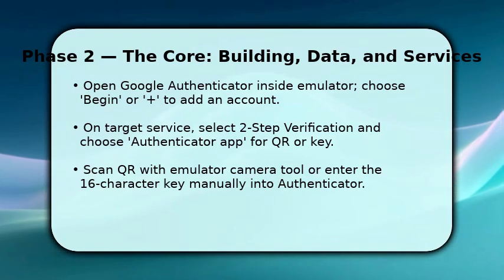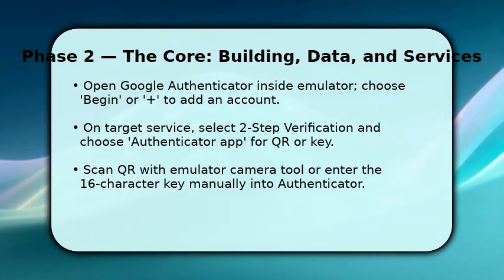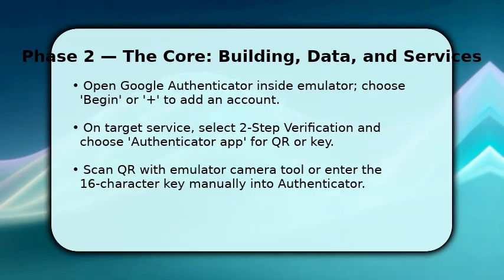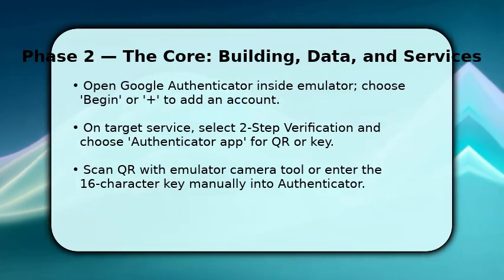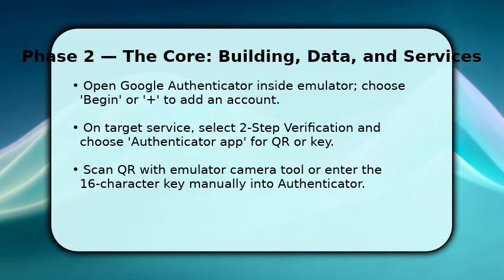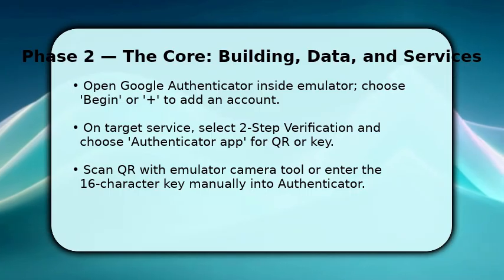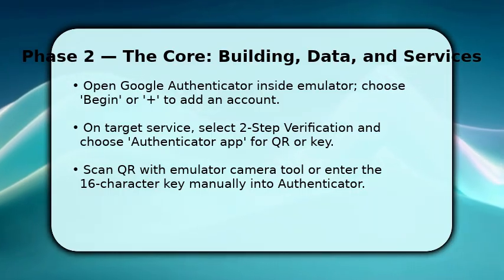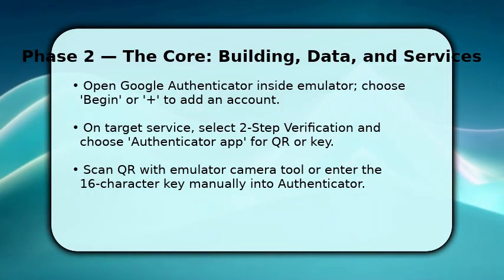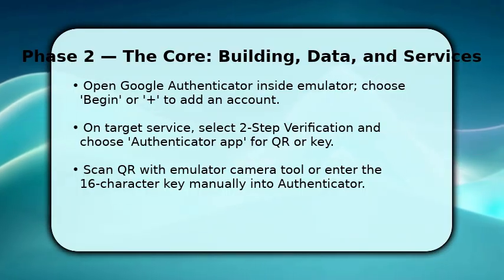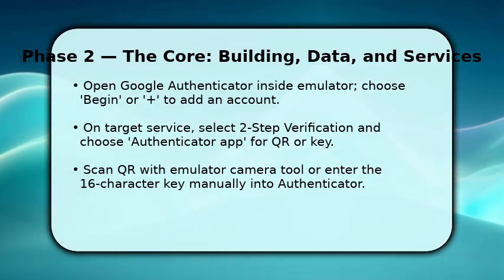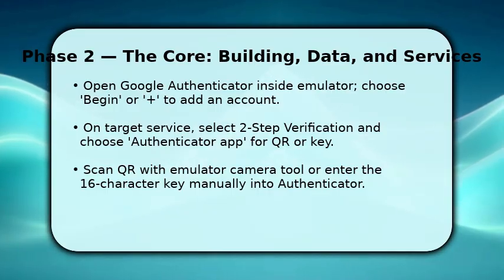Now you add accounts inside the Authenticator. Open the app in the emulator and tap the plus sign to add a new entry. On the website or service you want to protect, go to two-step verification and pick the Authenticator app option. You will see a QR code or a 16-character key. Use the emulator's camera/QR tool to scan the code, or type the key exactly into the app, because accurate input creates the shared secret that produces valid one-time codes.